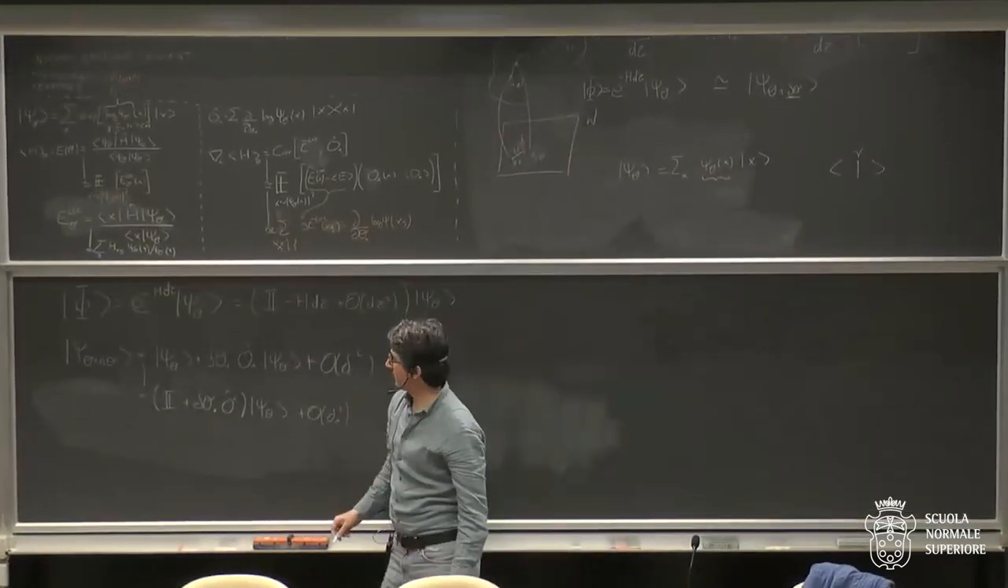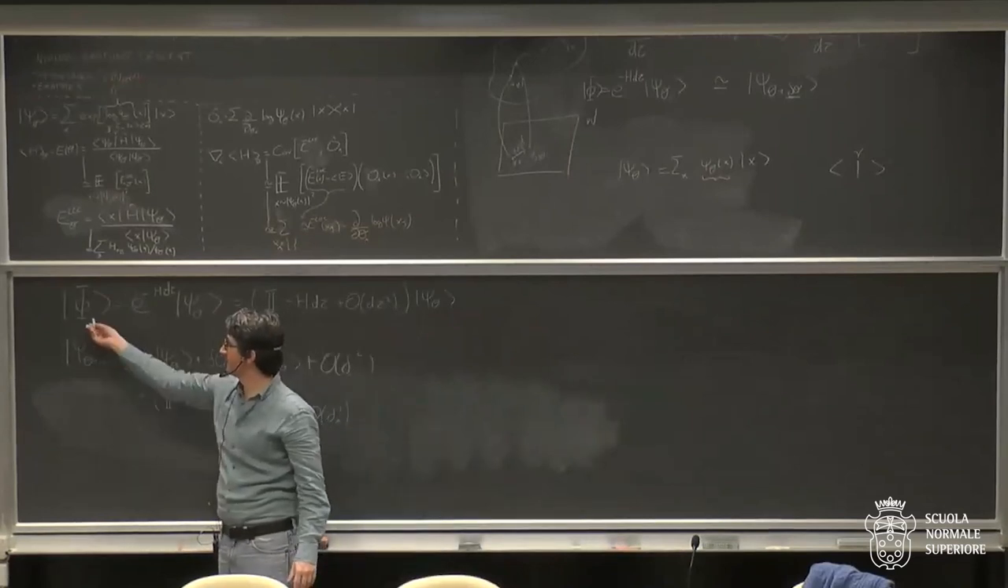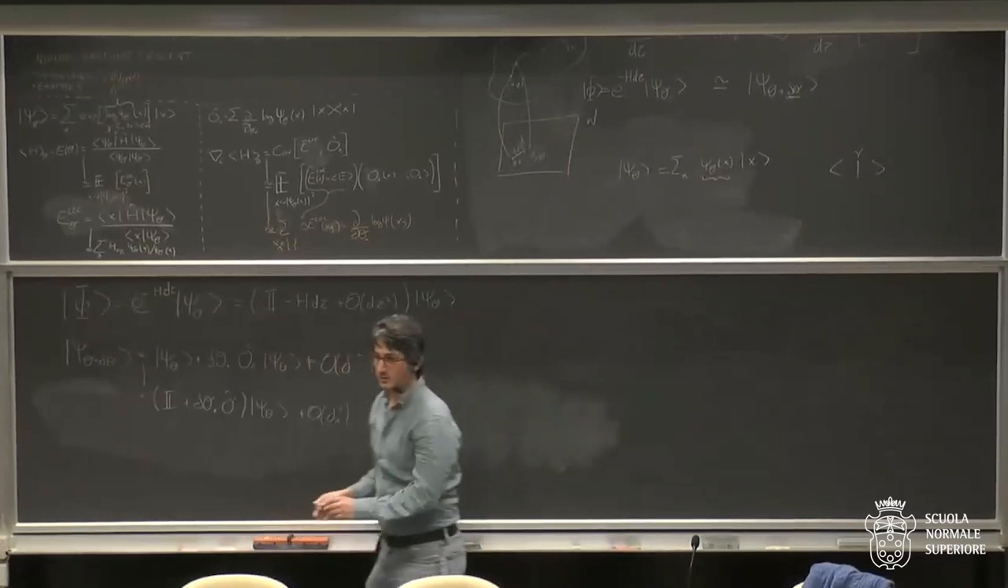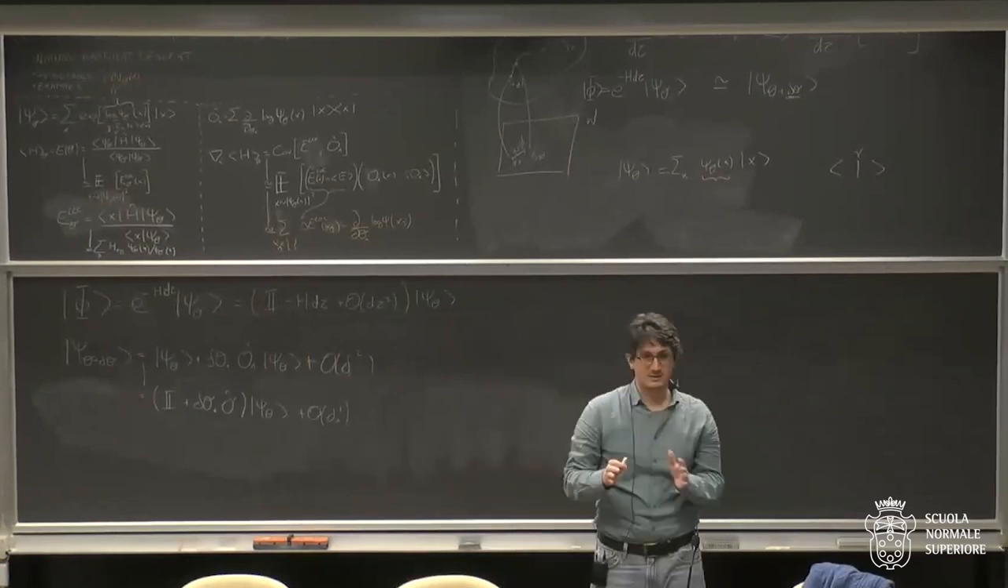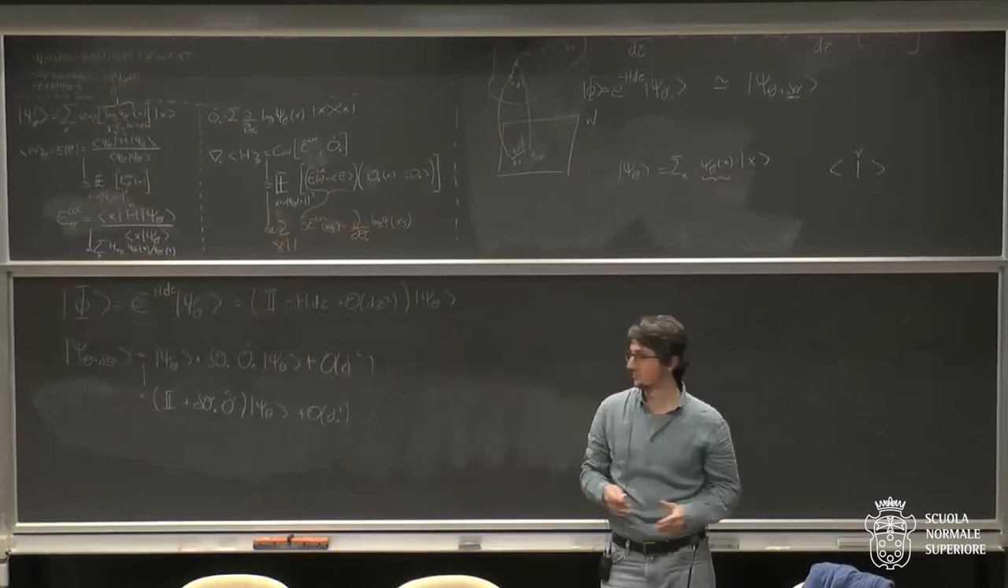Now I have those two objects, psi theta plus delta theta and phi. And what I will try to do is find the delta theta that minimizes the distance between the two of them.